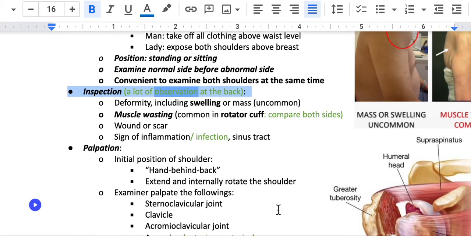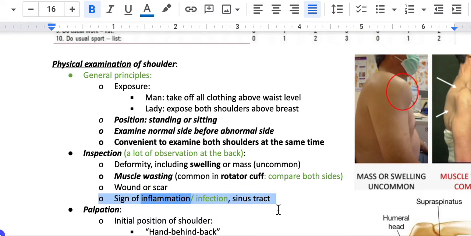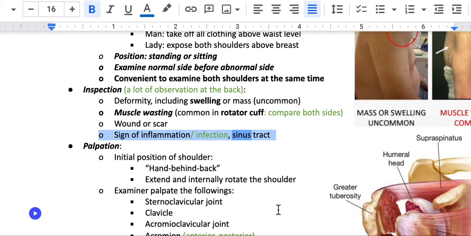Inspection, with a lot of observation at the back. Deformity, including swelling or mass, is uncommon. Muscle wasting is common in rotator cuff problems. Compare both sides. Look for wounds or scars, signs of inflammation, infection, sinus tract.